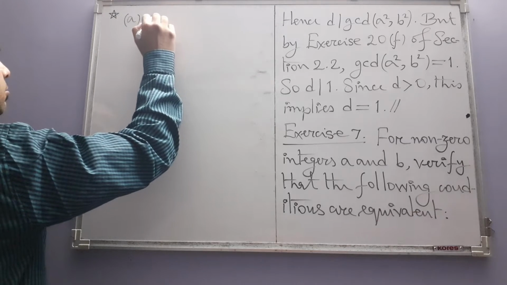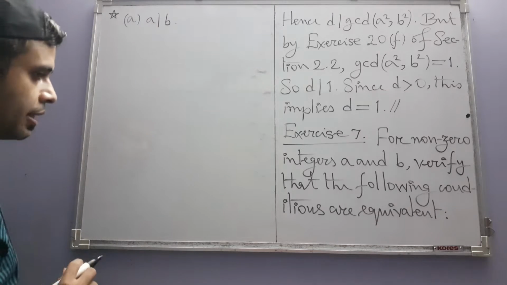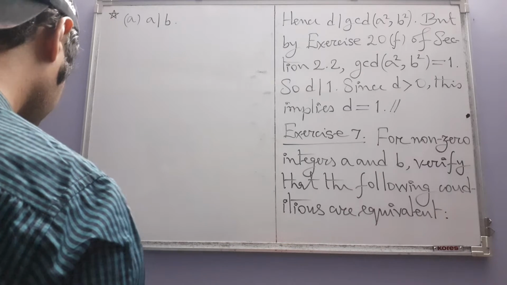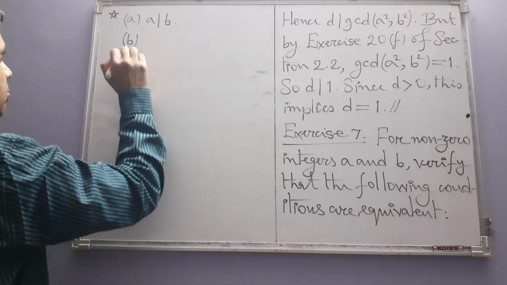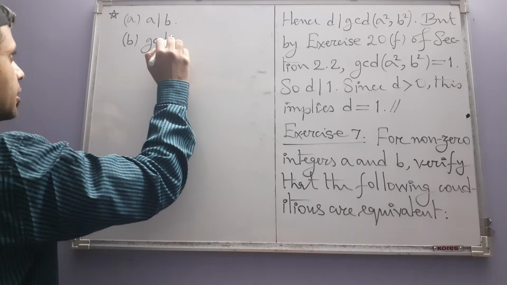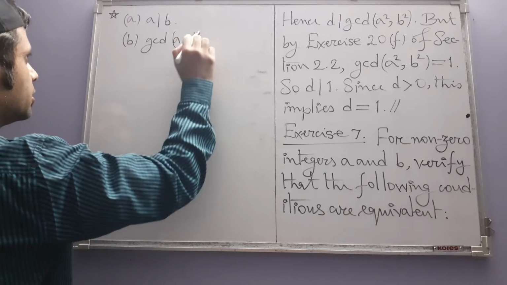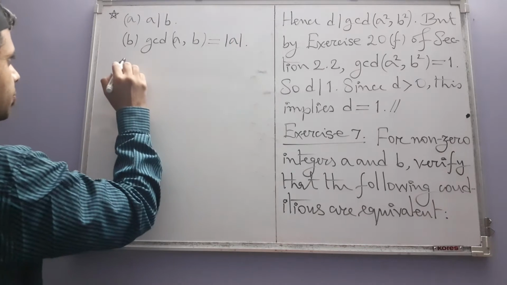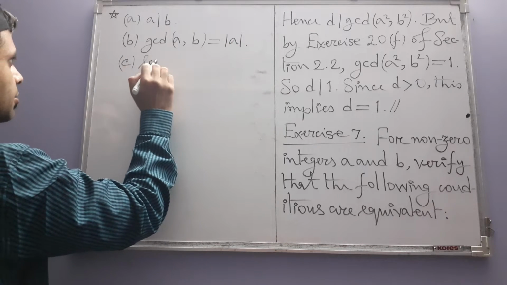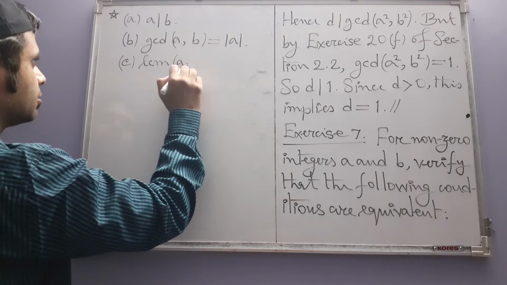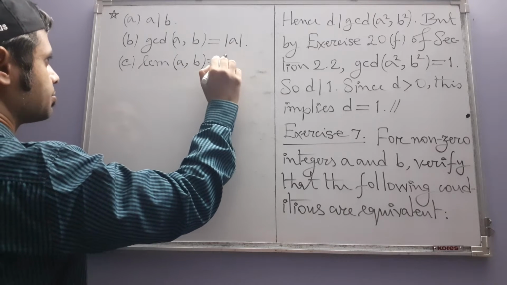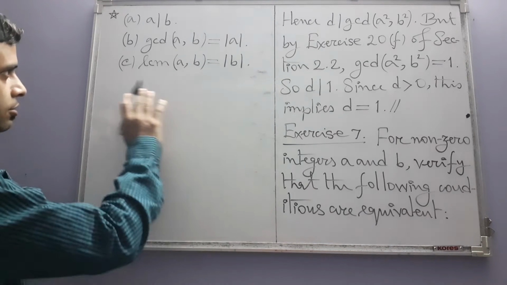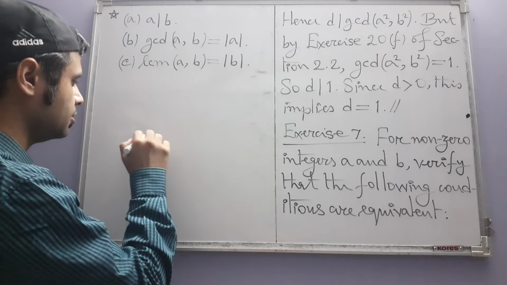Condition A is the statement that A divides B. Then condition B is the statement that the greatest common divisor of A and B is the absolute value of A. And condition C is the statement that the least common multiple of A and B is the absolute value of B.